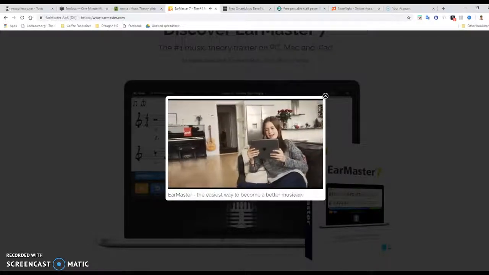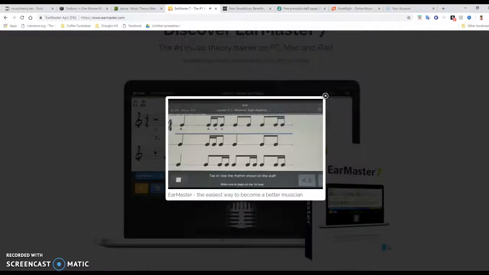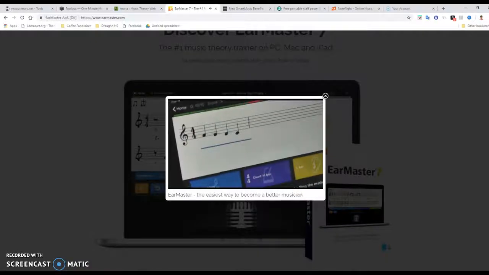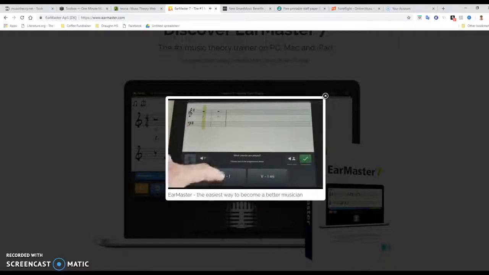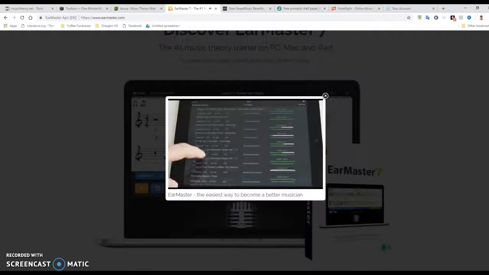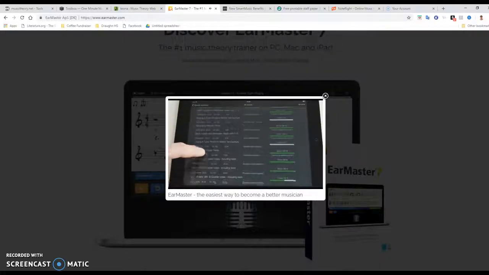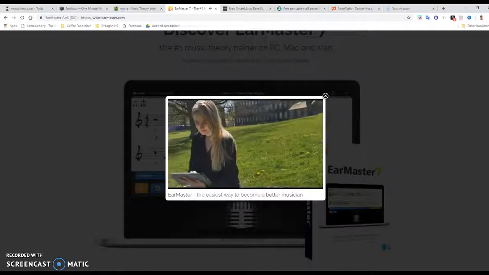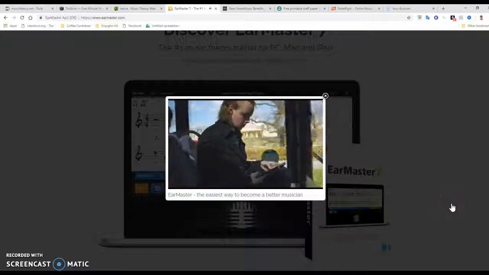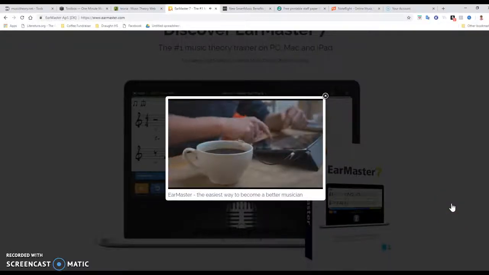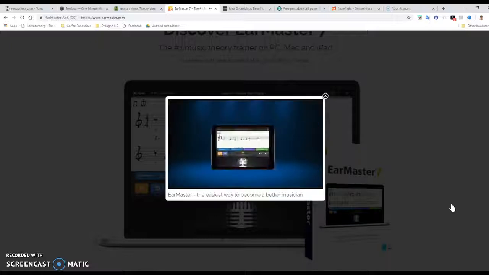With Earmaster, you can sing, tap, or play your answers in real time and get instant feedback on your pitch and rhythm accuracy. But you can also answer all the exercises using on-screen instruments or answer buttons. You can review your stats at any time and pinpoint the areas that you need to work on. With Earmaster for iPad, you can train your musical skills anywhere, anytime. It's easy to use, motivating, and very efficient. So get Earmaster on your iPad now and start becoming a better musician.